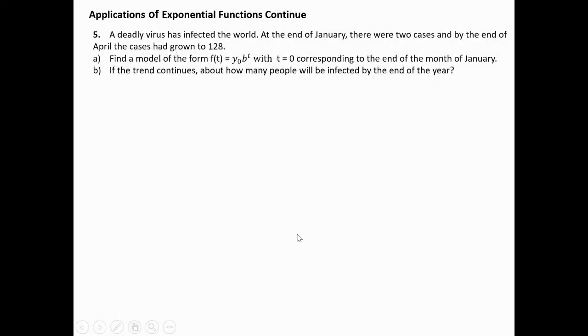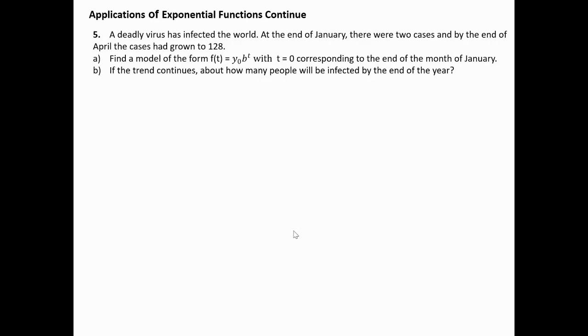Okay, now this is number 5 here. It says here, a deadly virus has infected the world. At the end of January, there were 2 cases, and by the end of April, the cases had grown to 128. Find the model of the form f of t equals y naught b to the t power, with t equals 0 corresponding to the end of the month of January. If the trend continues, how many people will be infected by the end of the year?